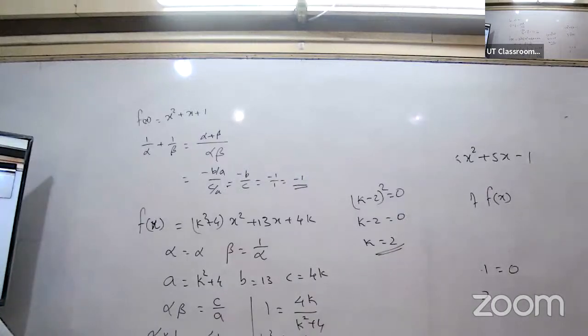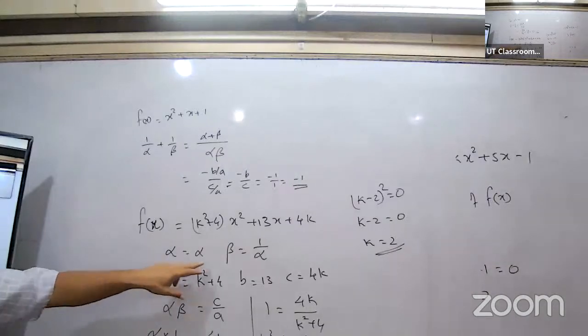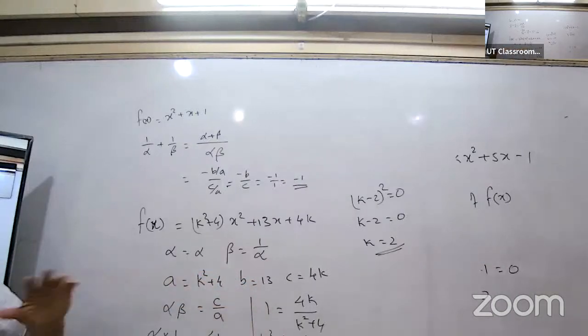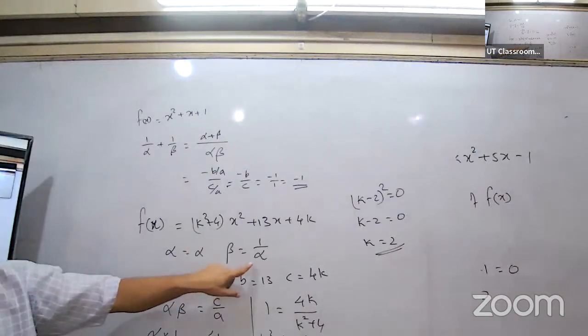Tell. Yes. If one zero is the reciprocal of the other, you followed? Alpha and 1 by alpha, followed? Yes or no? One is the reciprocal of the other. What is the meaning of reciprocal of the other? If one zero is 2, the other will be 1 by 2. If one zero is 3 by 4, the other zero will be 4 by 3. So if one zero is alpha, the other zero will be 1 by alpha. So I took beta equal to 1 by alpha.